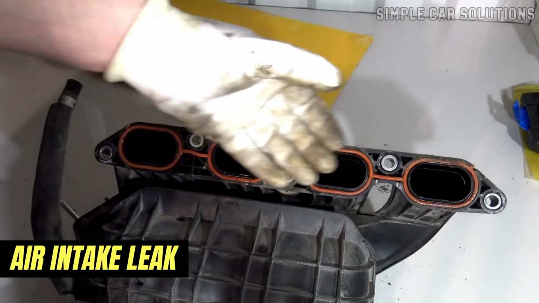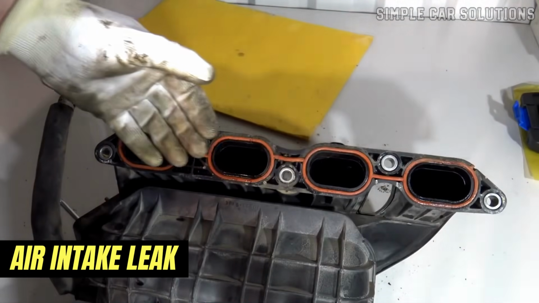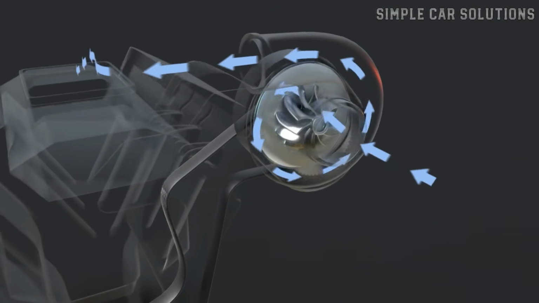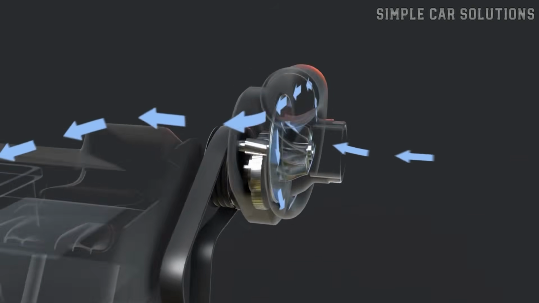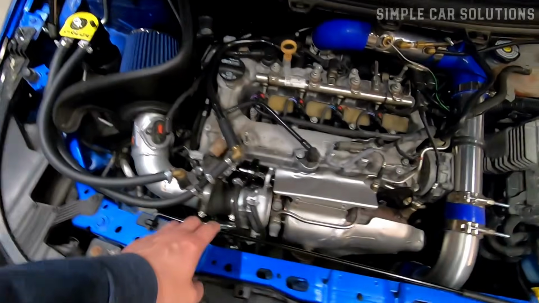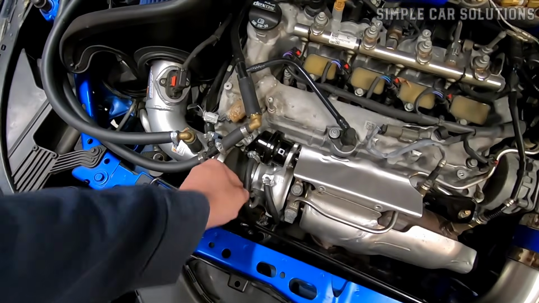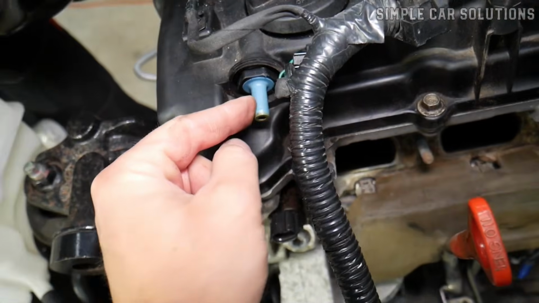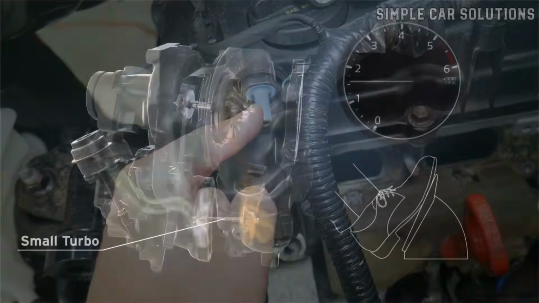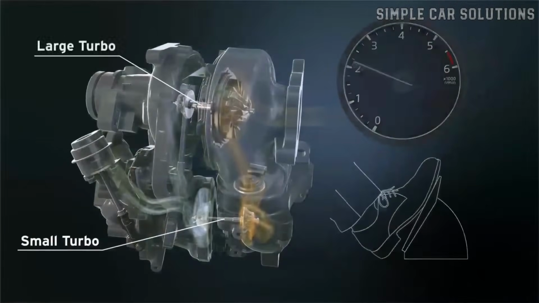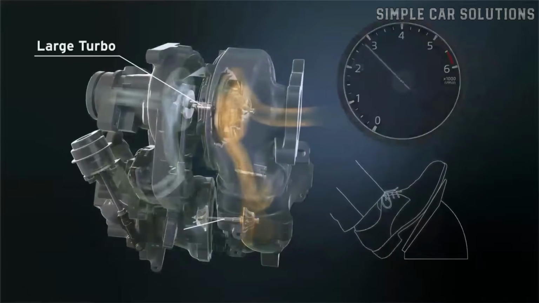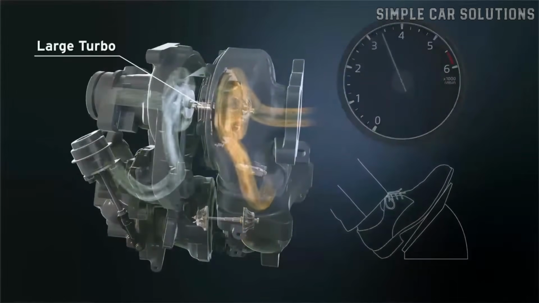Another thing that can cause this problem is an air intake leak. All of the air entering the engine should pass through the turbo and then into the throttle body. But if extra air is sneaking in somewhere else, through a cracked hose, a leaking gasket, or even a faulty PCV valve, it can throw the system off and cause underboost issues. So it's important to check for any leaks in the intake system.